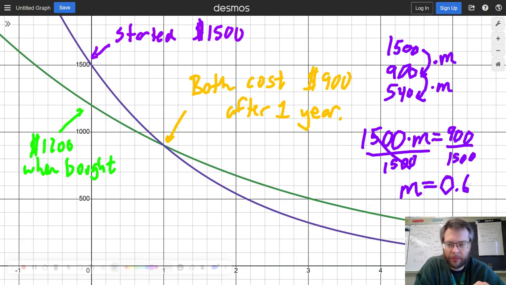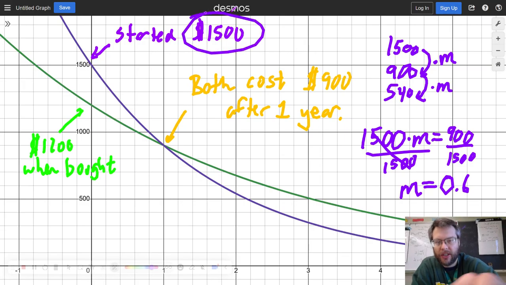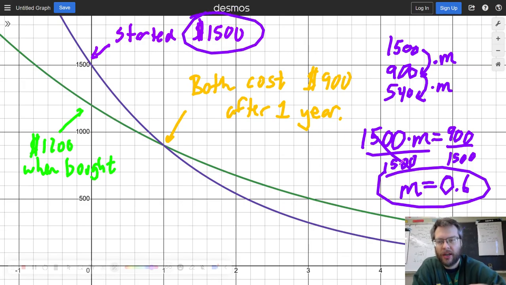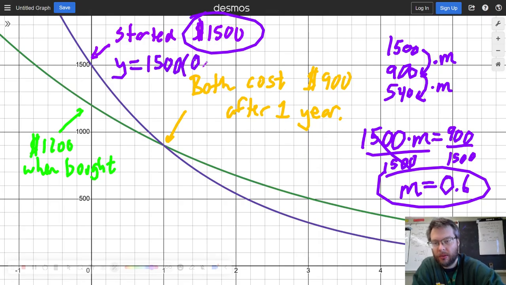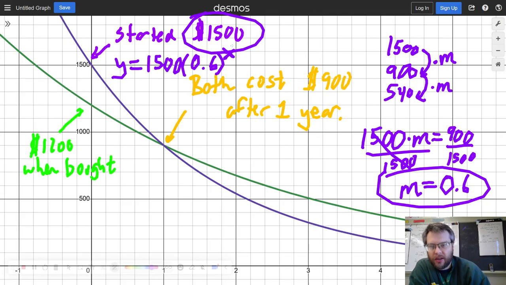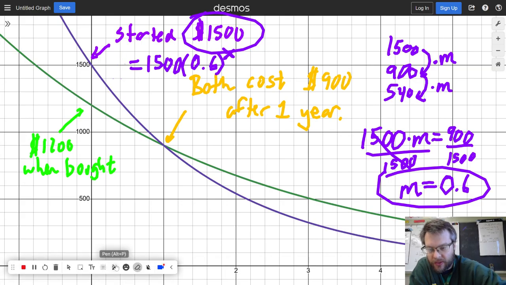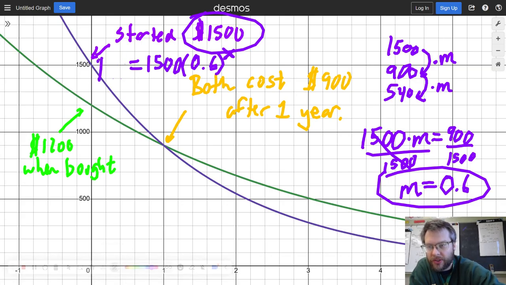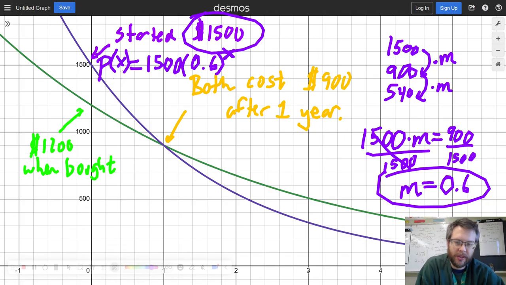That's what it means to be an exponential function. So now I know my m is 0.6. I know that my starting value is 1500. So I know that the purple graph is y equals 1500 times 0.6 to the x. The x power just tells that you're going to repeatedly multiply by 0.6. And instead of using just the letter y, because I've got two different functions that I'm comparing, why don't we use function notation? It's always good to just remind you of that. It's something that we've learned about. I'm just going to call this the purple function. So purple function is 1500 times 0.6 to the x.